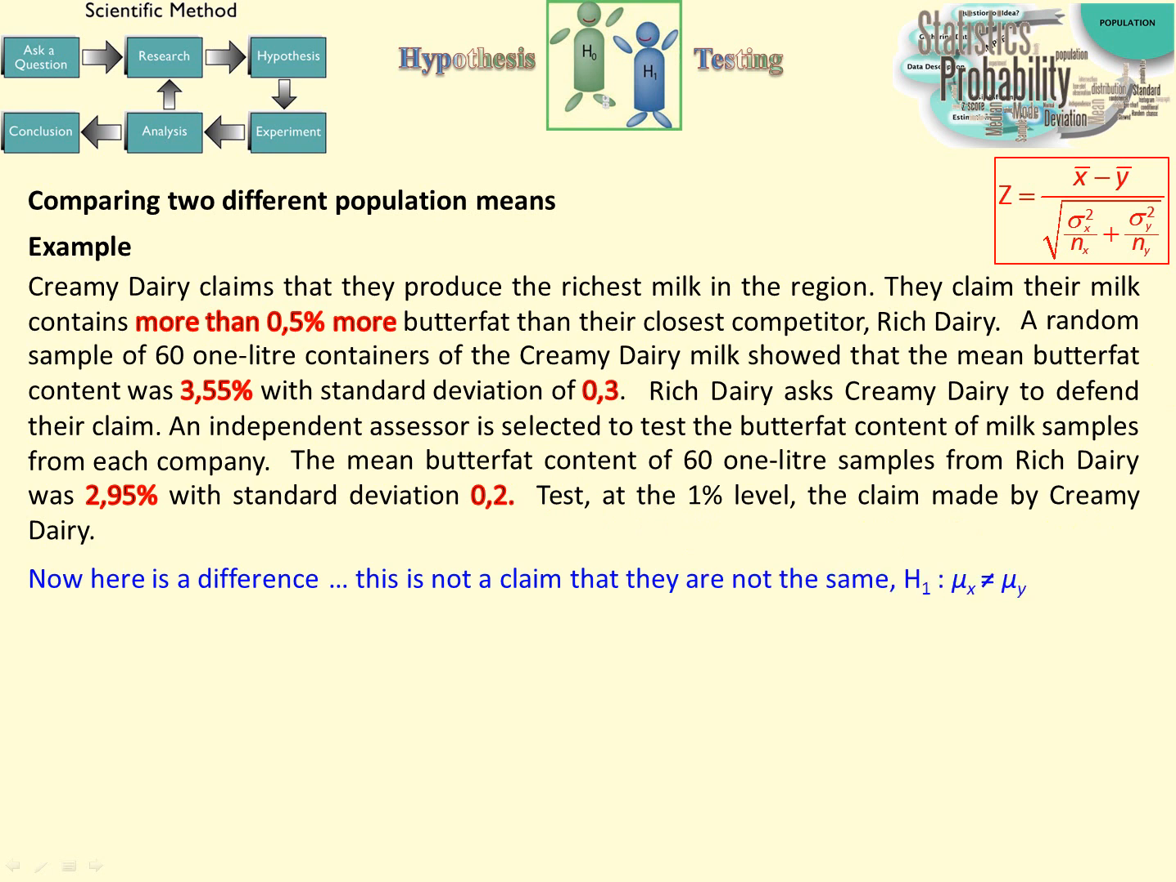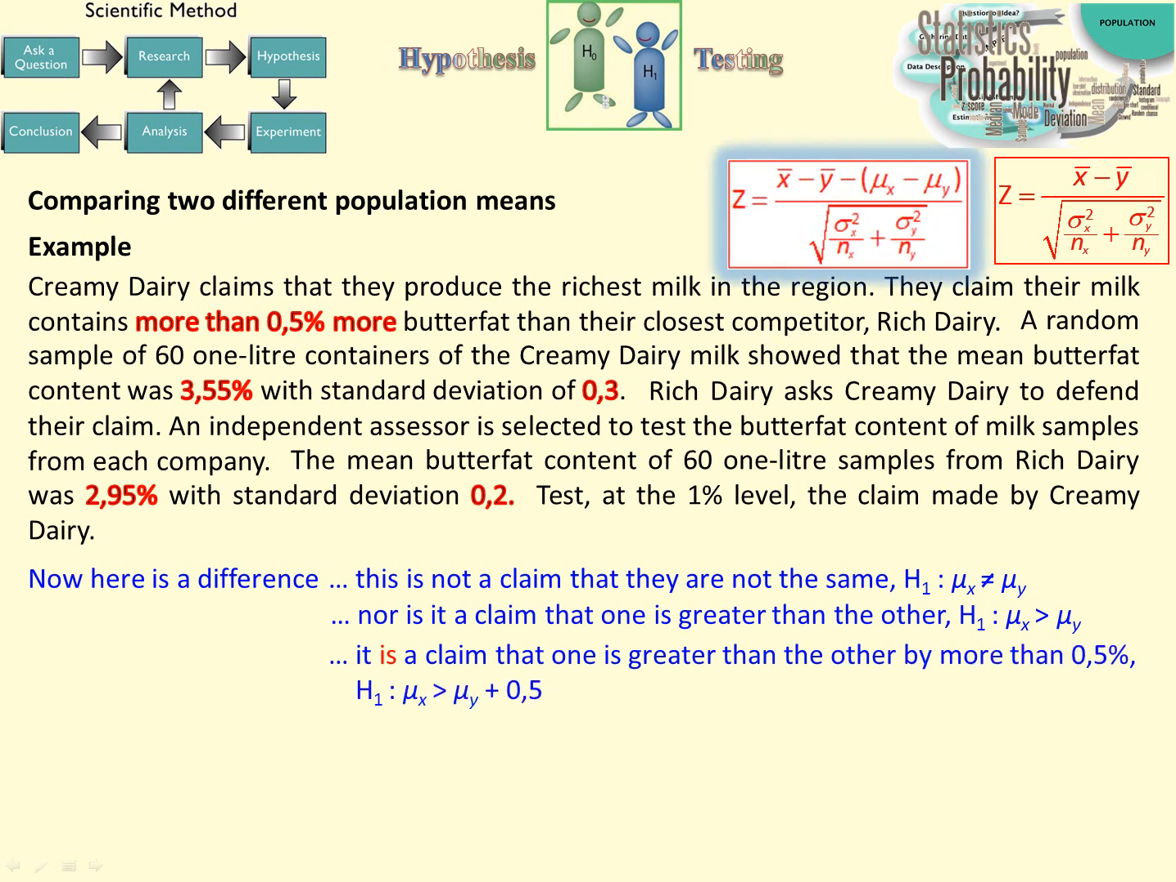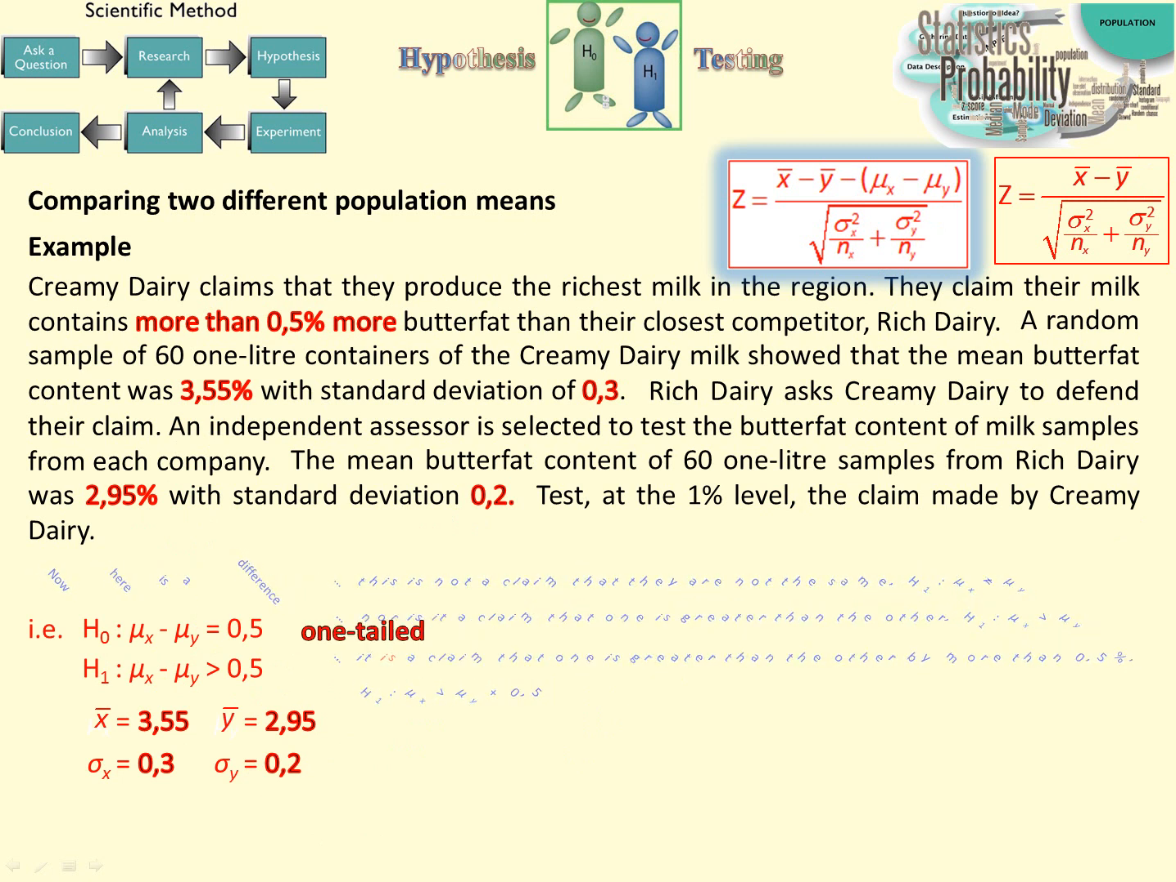There's not a claim that they're not the same. And it's not a claim one's greater than the other. It's a claim that one's greater than the other by more than 5%. So we're coming back to this formula here with the extra bits on the end because they're not equal to one another. Which means, in fact, that we can still substitute there, but we're not going to put naught. We're going to have an extra amount on the end. So there we have those measurements.